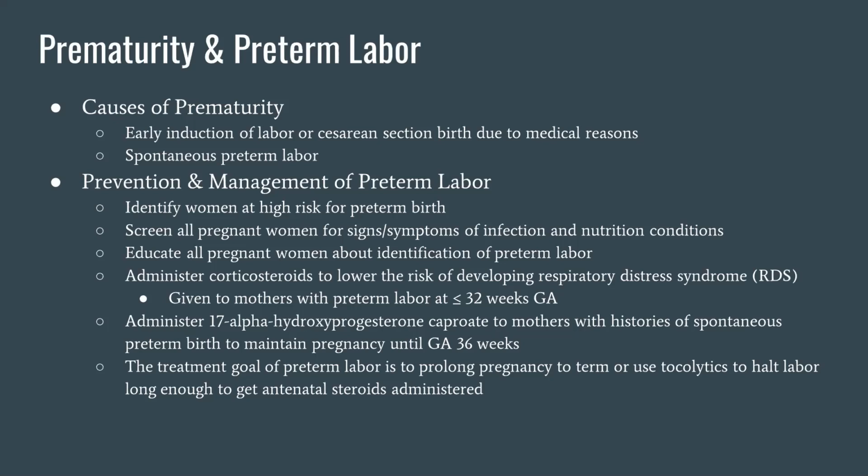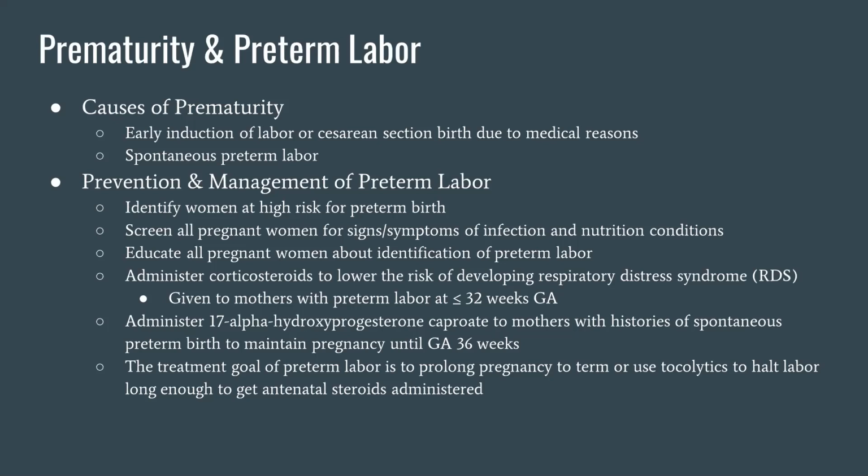If a woman is at high risk for preterm birth, we're going to implement some interventions to try to negate some of those complications. The first step is to identify any women who may be at risk for preterm birth, and that's going back to the risk factors I mentioned just a second ago. You're also going to screen all the pregnant women for signs and symptoms of infection, because that can lead to preterm labor, and monitor their nutrition status. All pregnant women should be educated about identifying preterm labor so that if it does happen, they can seek treatment.